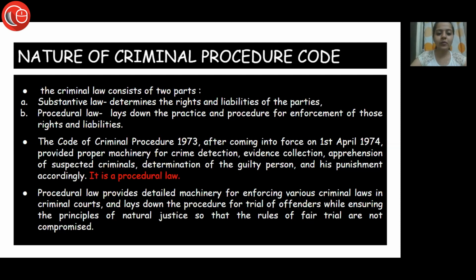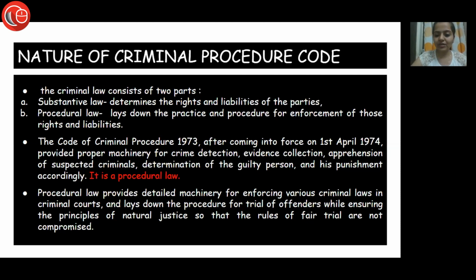The Code of Criminal Procedure 1973, after coming into force on 1st April 1974, provided proper machinery for crime detection, evidence collection, apprehension of suspected criminals, determination of the guilty person, and his punishment accordingly. Thus, it is a procedural law, as it mentions in detail the procedure for the enforcement of those rights and liabilities which are mentioned under substantive criminal law, which is the IPC or any other substantive criminal law.